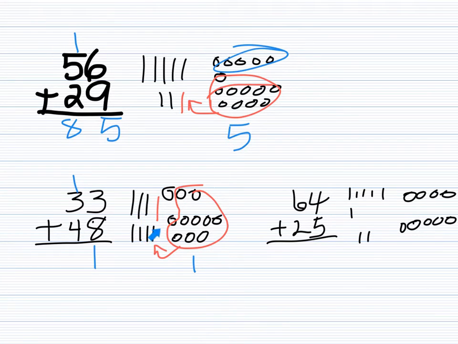If I had put it here, I would have had a 5. I didn't have enough room there, so that would have been a 5 and a 3, which would have been an 8. So here's an 8.